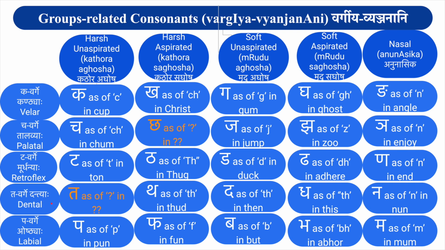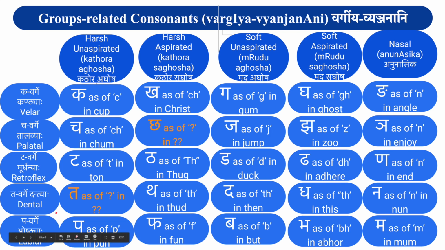Fourth group is Tavarga. These Vyanjanas are pronounced by their tongue touching the teeth from inside. Hence, these are dentals. The Sanskrit word is dantyaha. Again, the first letter is ta, for which I do not know the English word which has this pronunciation. Next one is tha as of th in thud. The as of th in then. The as of th in this. Na as of n in none.